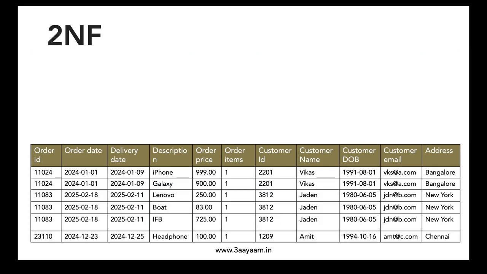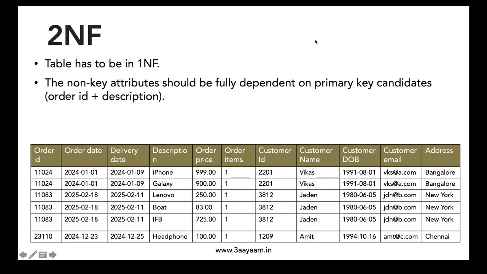So now we'll move to the next one. As the table is in first normal form and we have repeating values or duplicates, we'll go to the next normal form, which is the second normal form. And what does second normal form say? The first thing is that the table has to be in first normal form, which it is. So we have done the decomposition and the table is in first normal form. Then the second statement of second normal form is that the non-key attributes should be fully dependent on the primary key candidates. Alright. So what are non-key attributes?